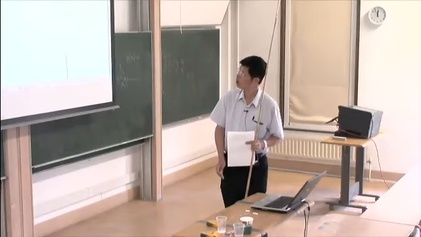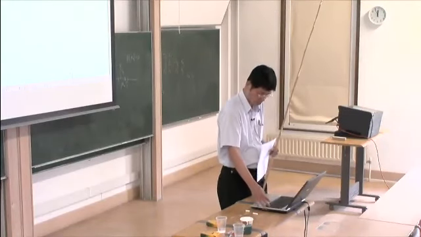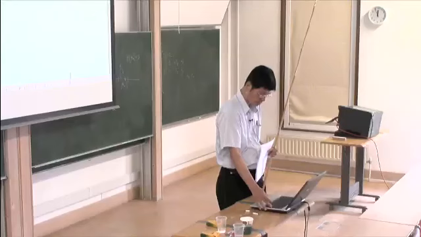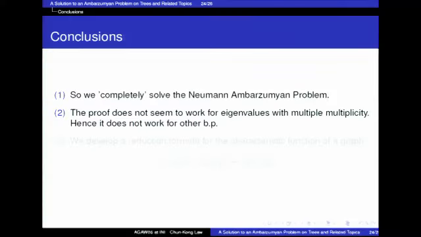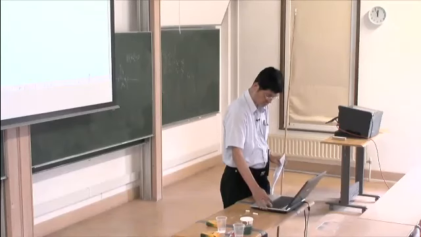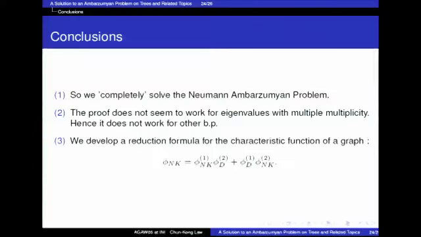So on the whole, we kind of solved the Neumann and Ambarzumyan problem, and the formula, because we have some perturbation argument, may not work when the eigenvalues have multiplicity. But for the tree and Neumann, things are good. Okay, and then we also have a reduction formula for the characteristic function.